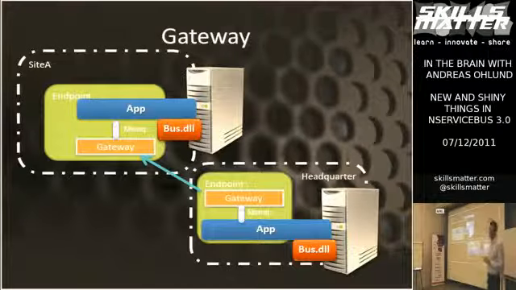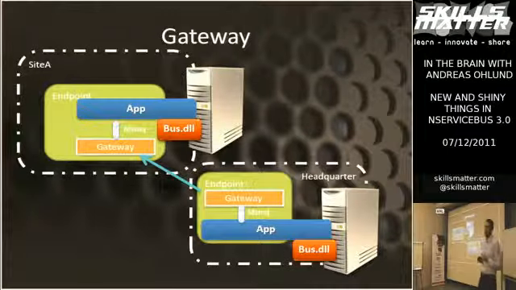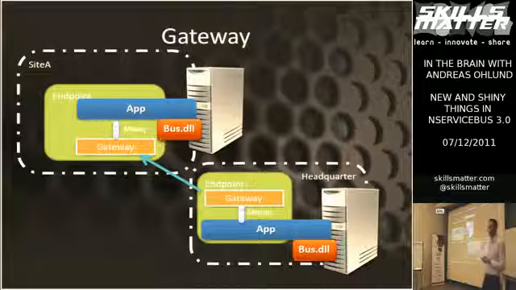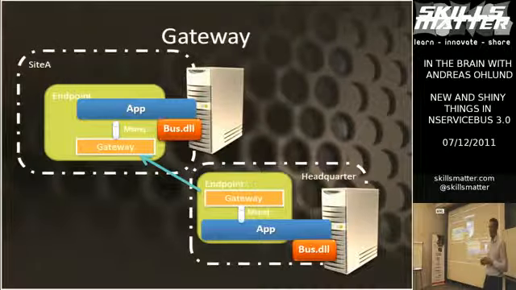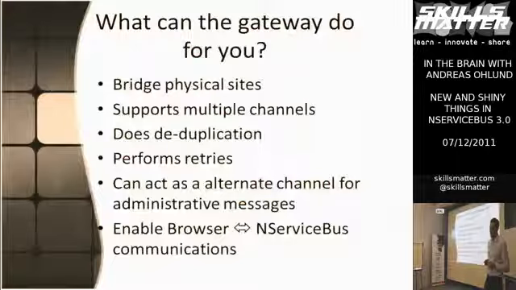In 2.6, that was a separate process. In 3.0, it's included inside the core, so there is a gateway everywhere. In short, it's there to bridge multiple physical sites. It can listen and use multiple channels. You can have FTP over to one site, and you can use HTTP over to another site. It does deduplication and retries.